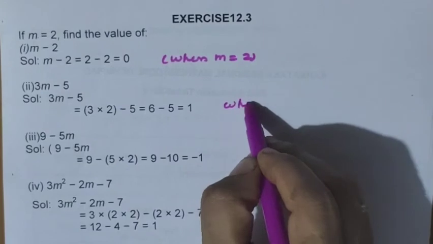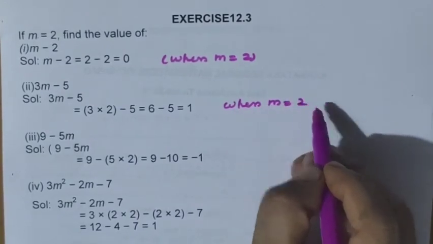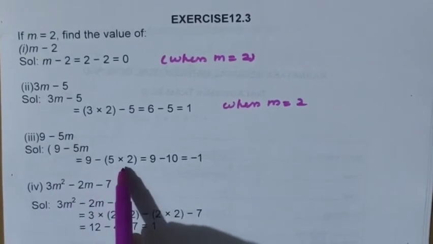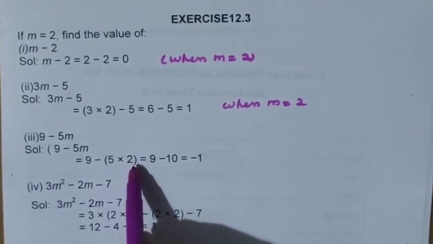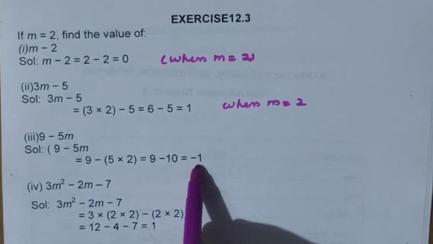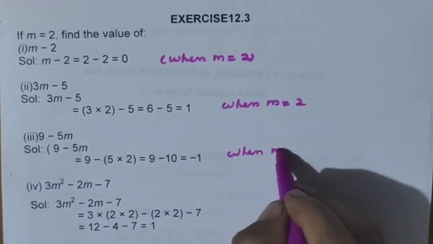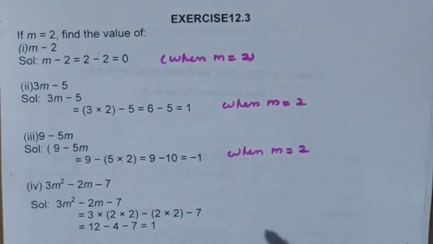Again we should write when m equals 2. Again the third question, 9 minus 5m. So 9 minus 5 into 2. 5 into 2 we must solve first. 9 minus 10. Again the integer rule, minus 1. So again we should write which value you are putting, like this: when m equals 2.